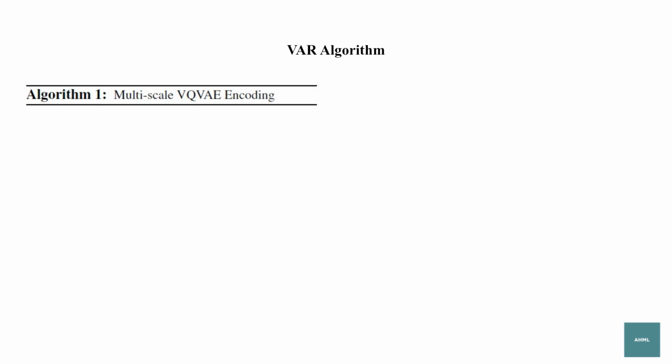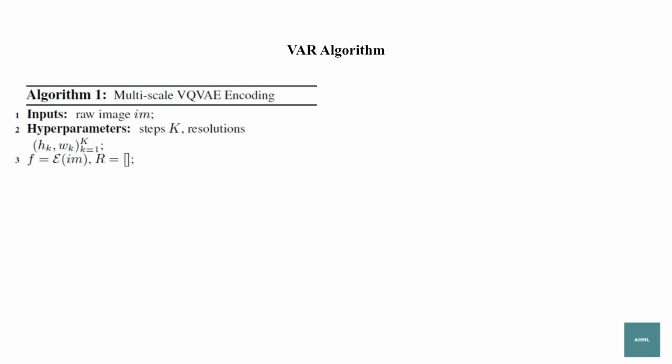Here is the algorithm of encoding. First, we take an input image and extract its feature map F using an encoder. We also start with a blank token map R.